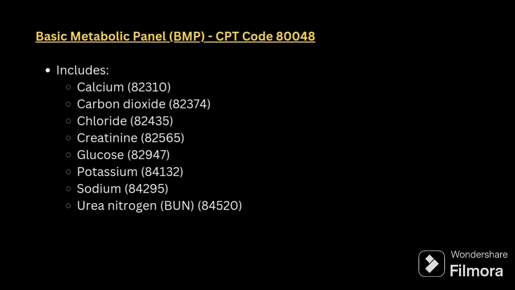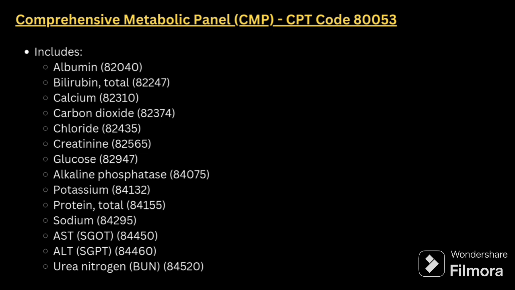We have certain panels. For example, if you take the basic metabolic panel, the code is 80048. It includes all the tests, that is calcium, carbon dioxide, chloride, creatinine, glucose, potassium, sodium, urea nitrogen. If any of the tests is left out, you should not give the basic metabolic panel code. Instead, you have to code each test individually.